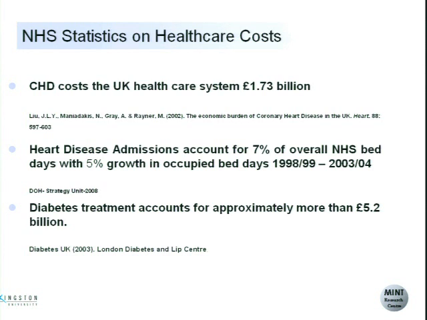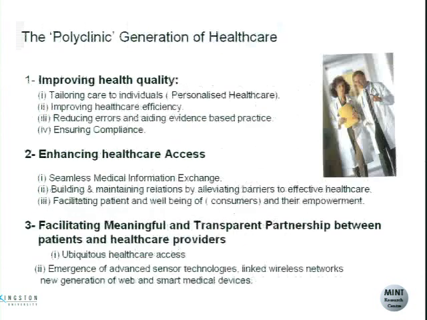Another cost: coronary heart disease costs the UK healthcare system 1.73 billion. A massive amount of costs. Heart disease admissions account for only 7% of the overall NHS bed days, with 5% growth in occupied beds in the last 5 years, from 1989 to 2004. And diabetic treatment accounts for more than £5 billion, that's about $10 billion in care. So chronic disease is another driver.